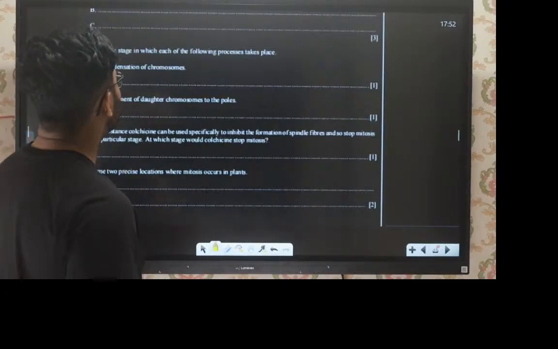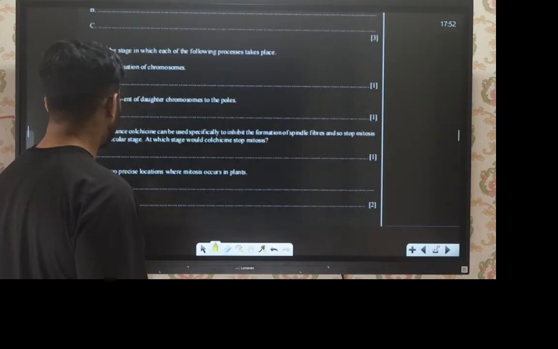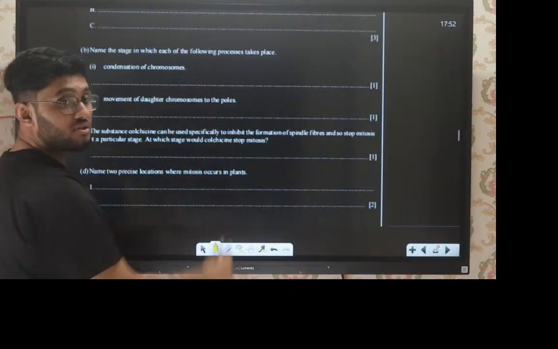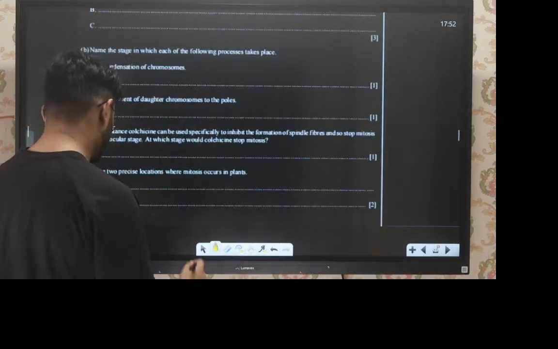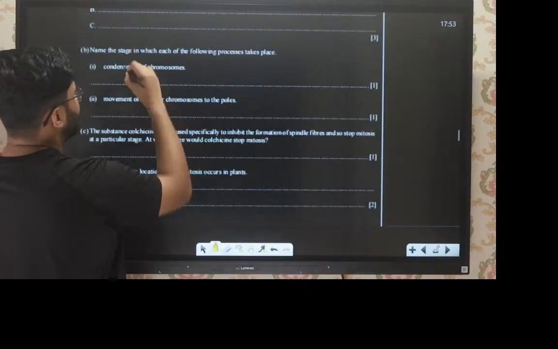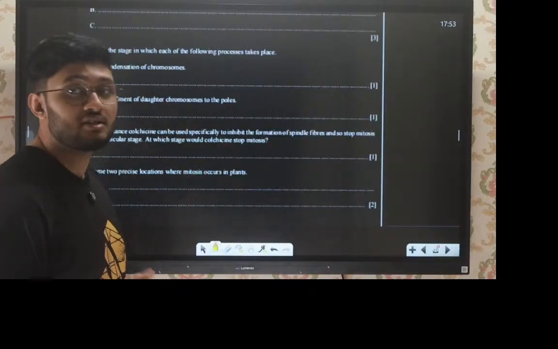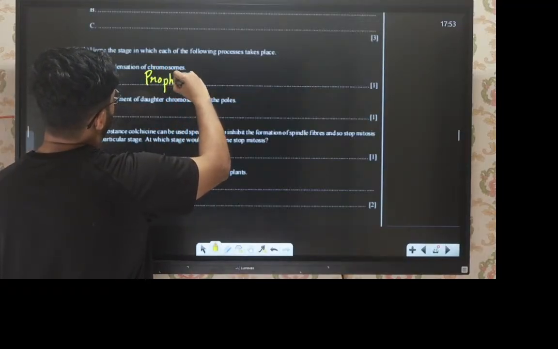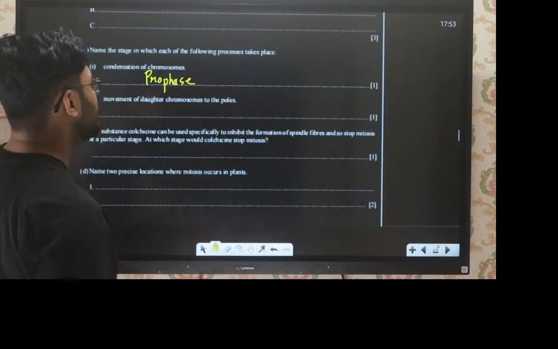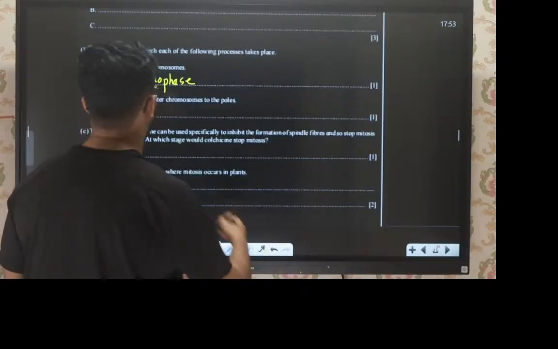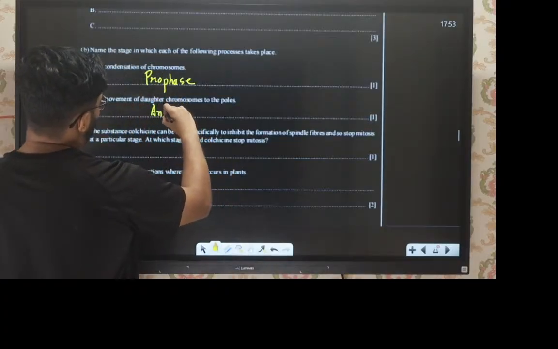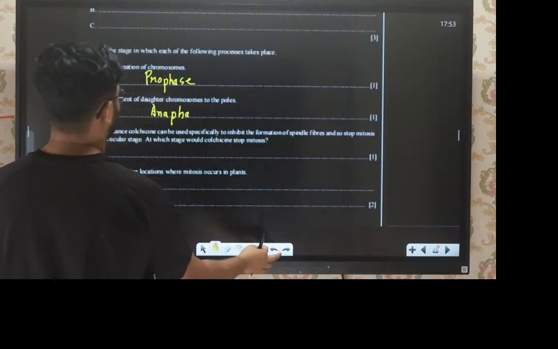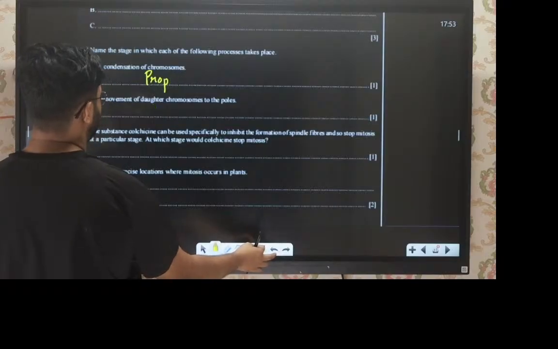Alright, name the stage in which each of the following processes take place. So where does the condensation of the chromosome happen? Anaphase. Oh, sorry, prophase. The condensation of the chromosome, where the chromosome condenses, is the prophase. Movement of daughter chromosomes to the poles, the stretching, anaphase. Alright. Let's go to the next question.